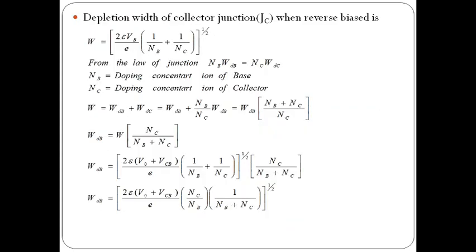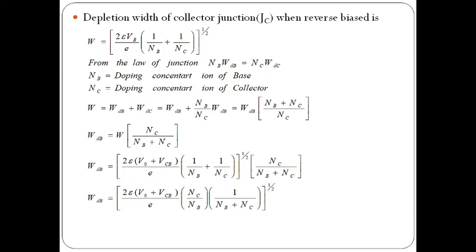We know this base-collector junction is in reverse bias. It looks like a PN junction diode in reverse bias. So the depletion width of the collector junction under reverse bias is similar to the PN junction diode depletion width. W equals (2 epsilon VB by q times (1 by NB plus 1 by NC)) all to the power 1 by 2. Here NB is the doping concentration of the base, NC is the doping concentration of the collector, and VB is the net barrier potential.